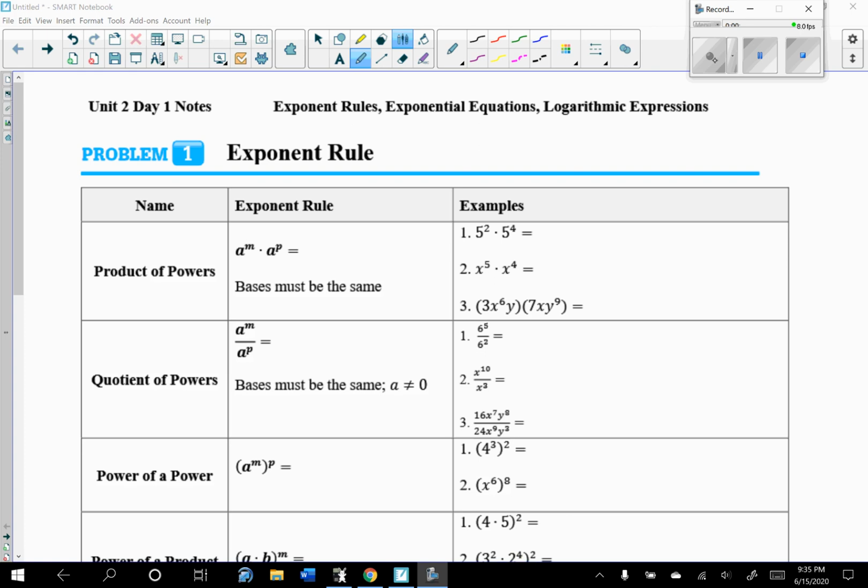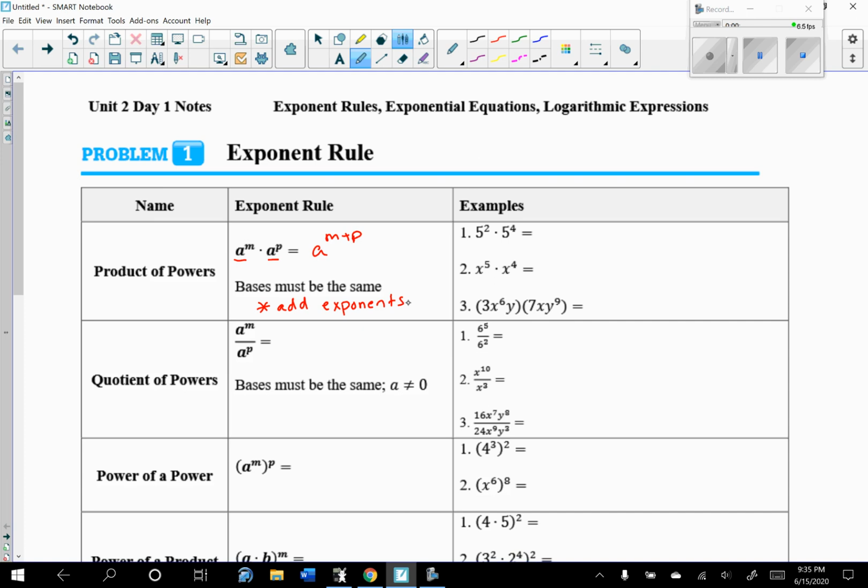The product of powers. If you have two terms being multiplied and they have the same base, recall that we add those exponents. So this would be equal to a to the m plus p power. The bases must be the same, and again, you add the exponents.